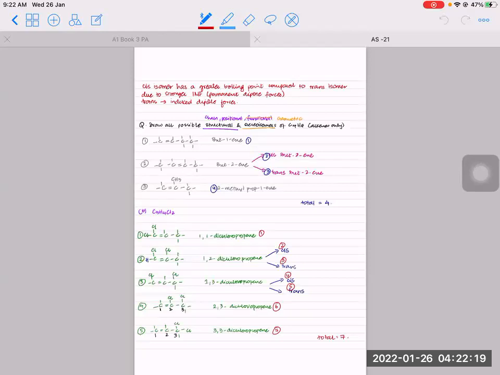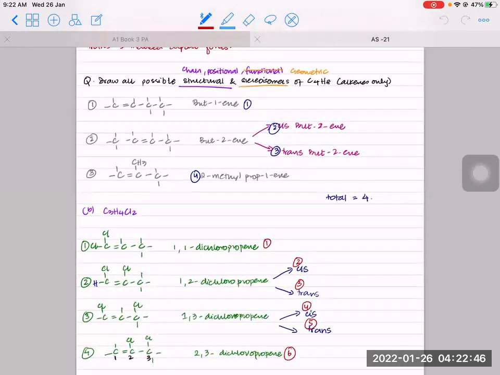Why? Because the cis isomer is more polar than the trans isomer. In the trans isomer, the dipoles kind of cancel out each other. So that's less polar, has induced dipole forces, therefore a lower boiling point compared to the cis isomer, which is more polar, has permanent dipole forces, therefore a higher boiling point. Clear?